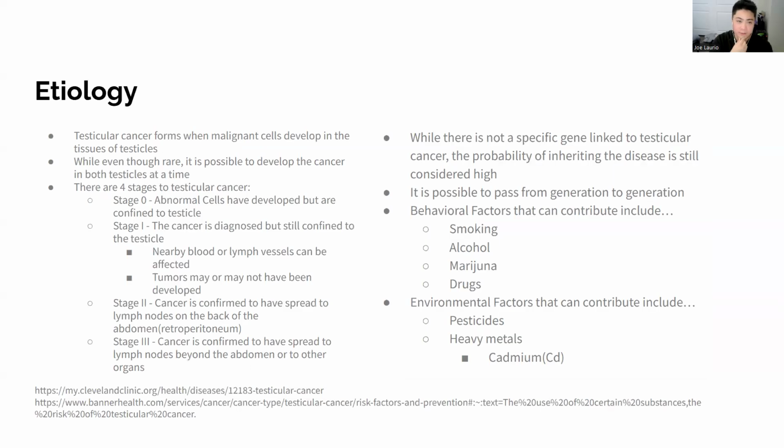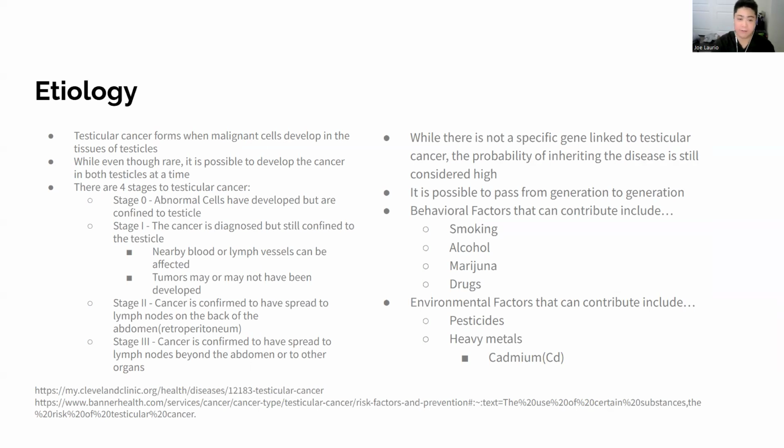The etiology of testicular cancer is that it forms when malignant cells develop in the tissue of the testicles. It's pretty rare, and it only develops in men or males, and it is possible to develop the cancer in both testicles at the same time. And there are four stages to testicular cancer, actually.